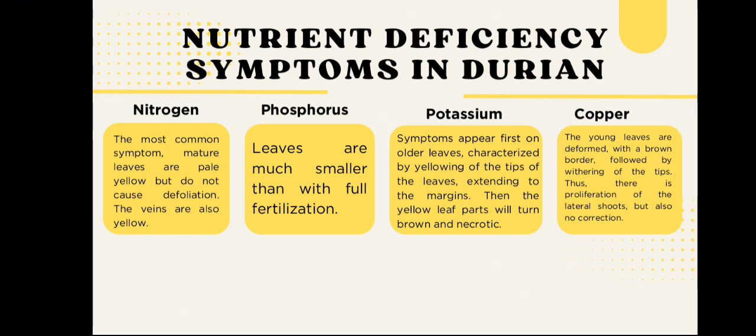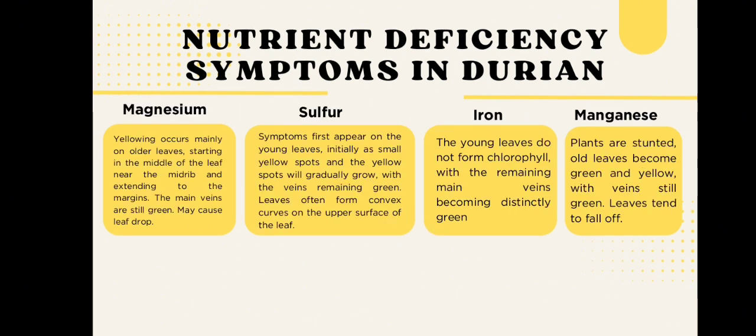Copper deficiency symptoms: the young leaves are deformed with a brown border, followed by withering of the tip. Magnesium deficiency symptoms occur mainly on older leaves, starting in the middle of the leaves near the midrib and extending to the margin, and may cause leaf drop. Sulfur deficiency symptoms first appear on the young leaves, initially as a small yellow spot that gradually grows, with the veins remaining green. Iron deficiency symptoms appear when the young leaves do not form chlorophyll.